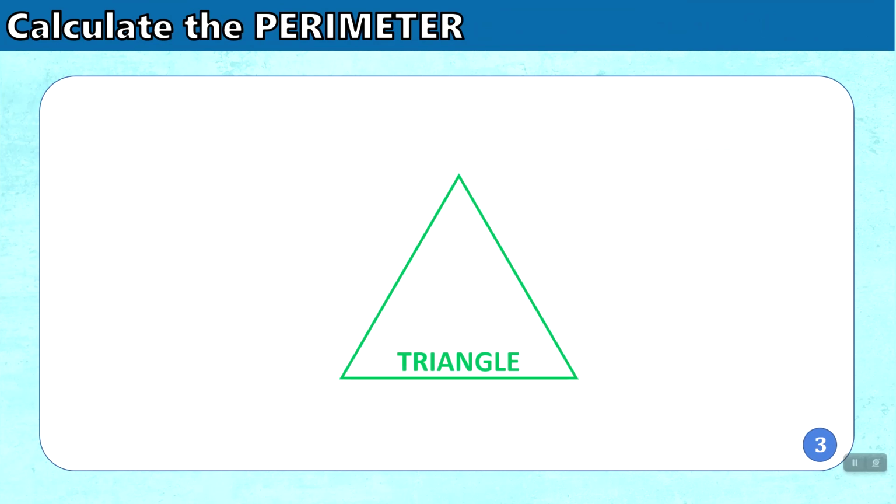Let's look at a third shape. This is a triangle. But what kind of triangle is it? This is very important. This is known as an equilateral triangle. What does that mean? That means that every side is the same length. And so here is a length of 9 centimeters. How long is this side? It's 9 centimeters. How long is the bottom side?